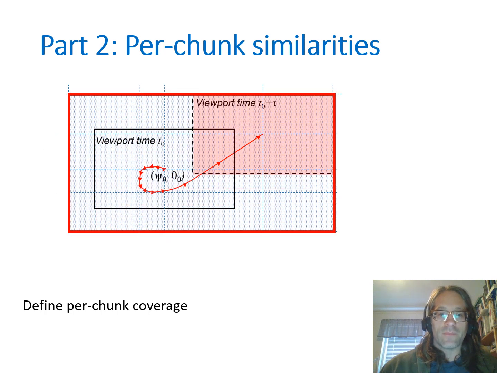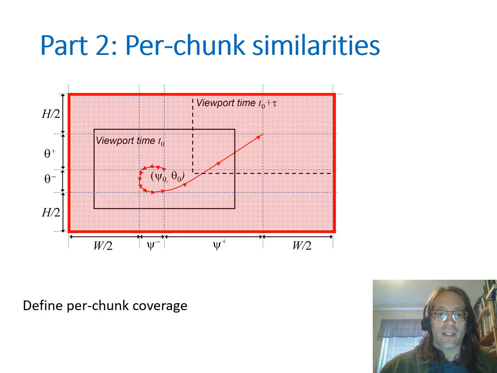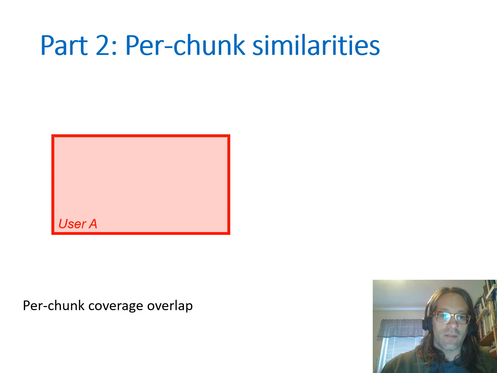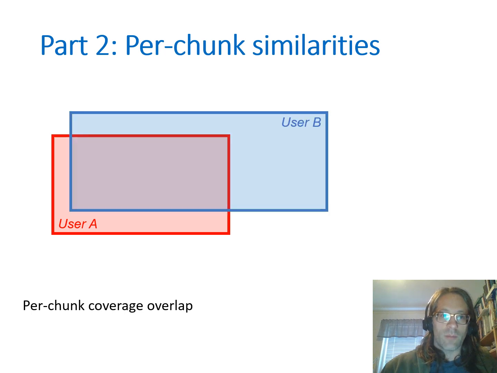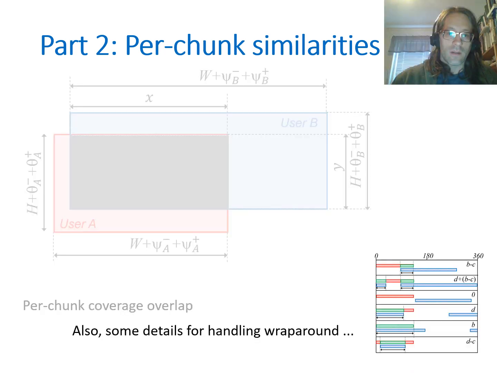So what happened here? Well, one thing that happened was that the viewport moved around and there was an outer box that sort of expanded around that. So that's this area here that I'm gonna call the per chunk coverage. Let's now consider the per chunk coverage of user A and compare that with that of user B. The difference is now the per chunk coverage overlap. Of course, you also need to take into account wraparounds and similar effects that we describe in our technical report.